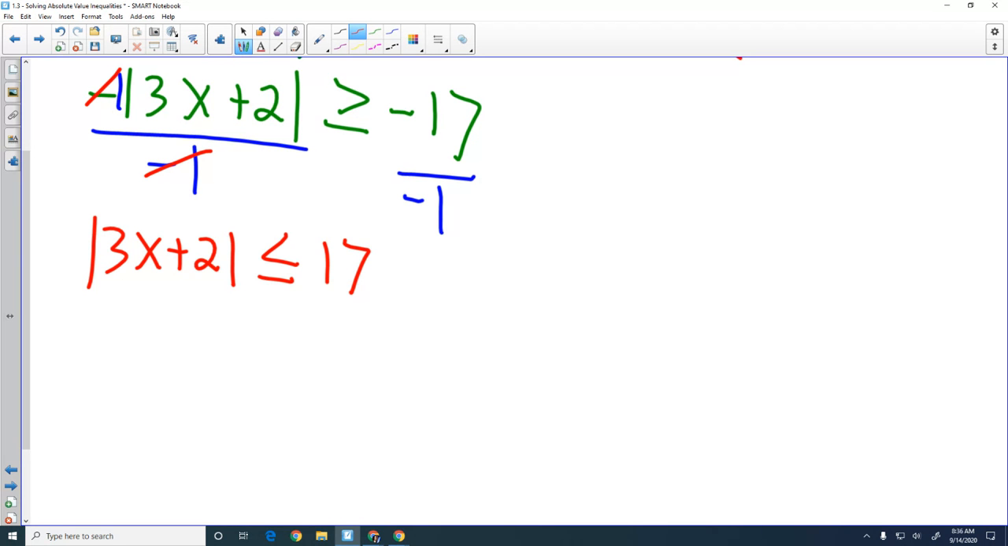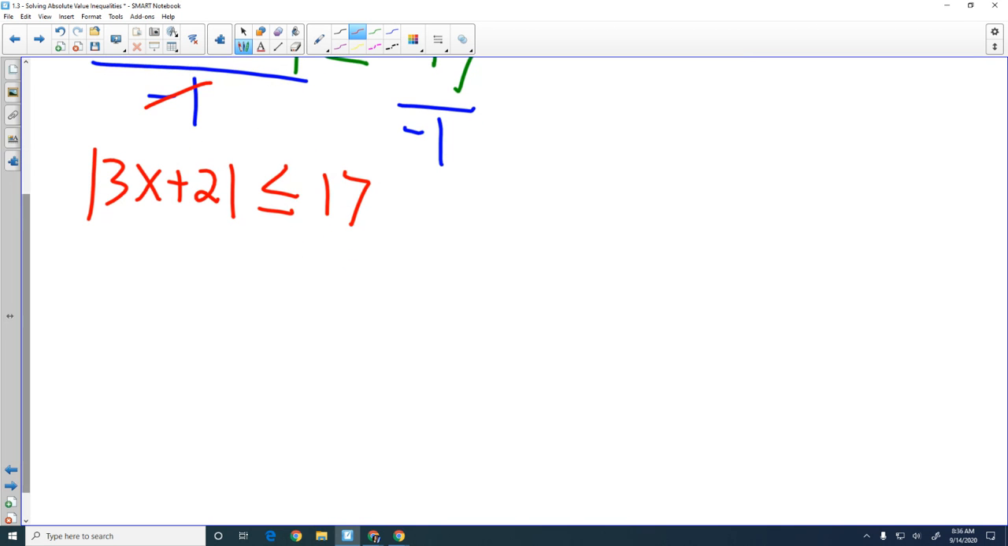I now need to write my two different problems. My first problem will look just like this. 3x plus 2 is less than or equal to 17. You don't change anything for this first inequality. You just get rid of those absolute value bars.